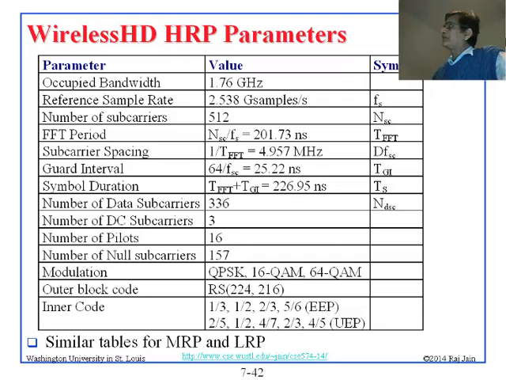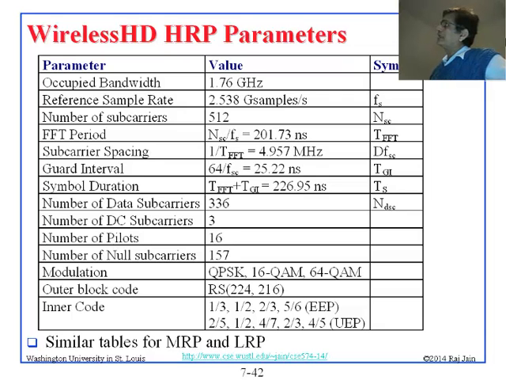You add that TFFT plus TGI. This is the total symbol duration. Okay. So actually, I just want to explain, I probably said something wrong here. This total symbol duration is 226. Out of that, 25 is the gap, and then 201 is where the bits are.